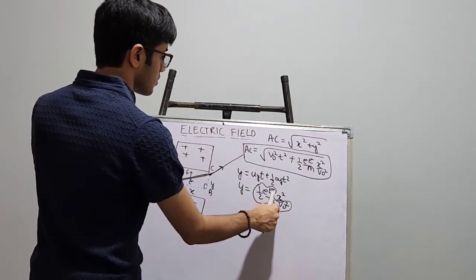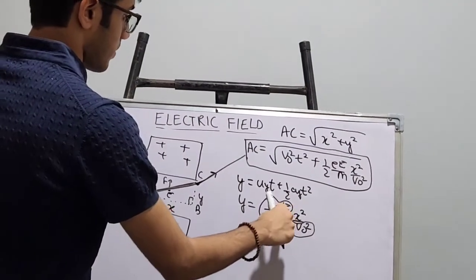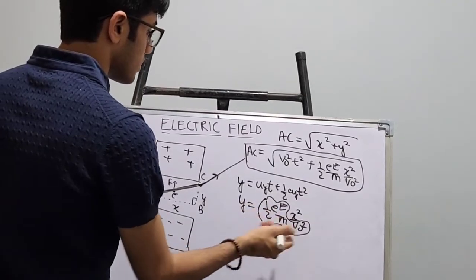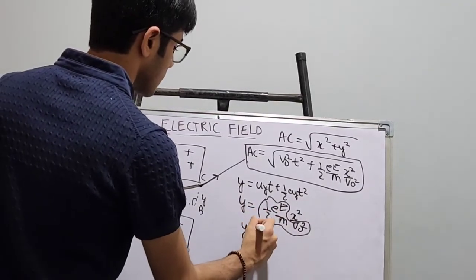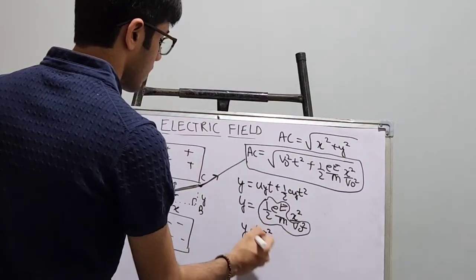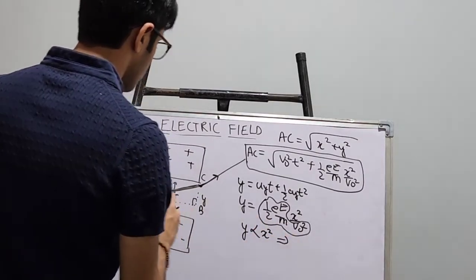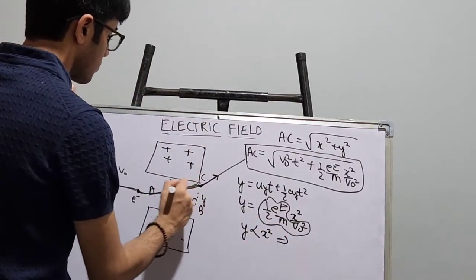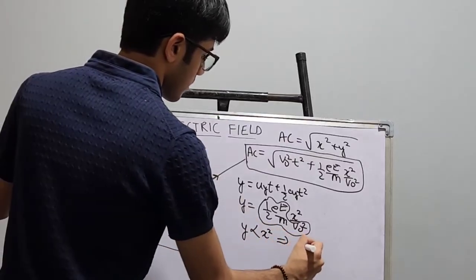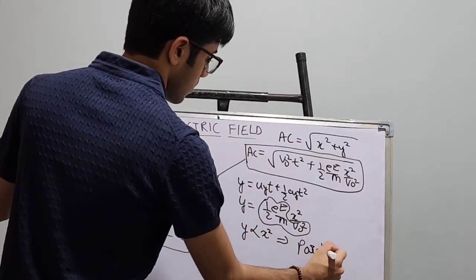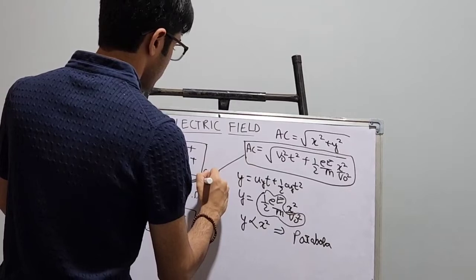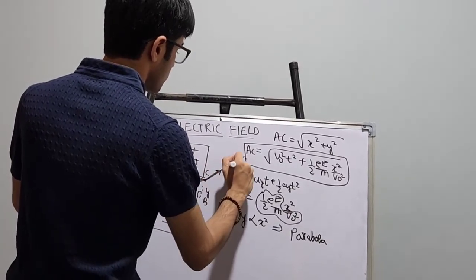Mass of electron, initial velocity, capital E, small e, 1 by 2, all are constants. So we can say that y is proportional to x squared, and this in fact proves that this here is a parabola. This is a parabola, and after the point C, it moves in a straight line.